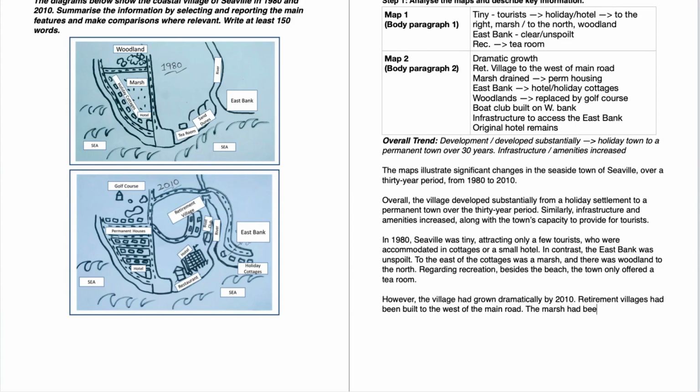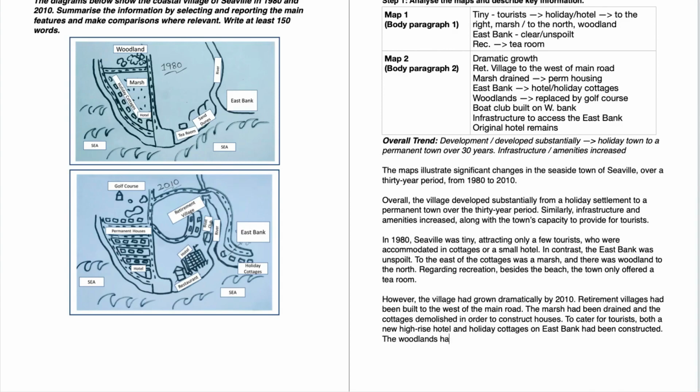The marsh had been drained and the cottages demolished in order to construct houses. So remember, we saw this here, these permanent houses. I talked about that. Now I'm going to say, to cater for tourists, both a new high-rise hotel and holiday cottages on East Bank had been constructed. And you'll see that I sort of embellished on the type of hotel, and that is fine. You want to make sure that you're adding in your vocabulary and showing the examiner that you have a wide range of vocabulary.